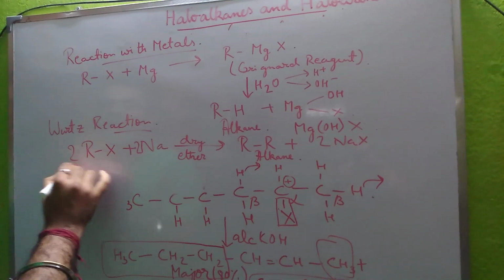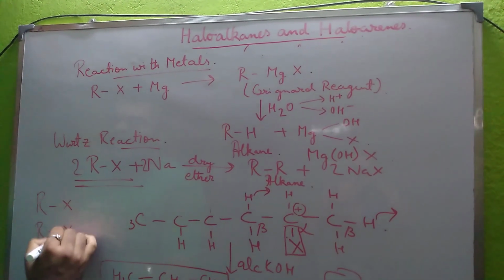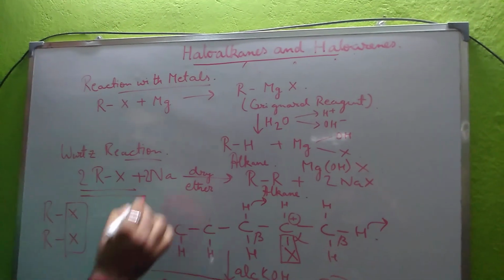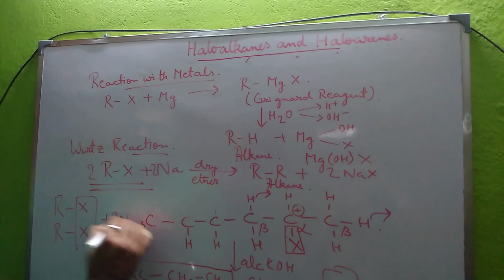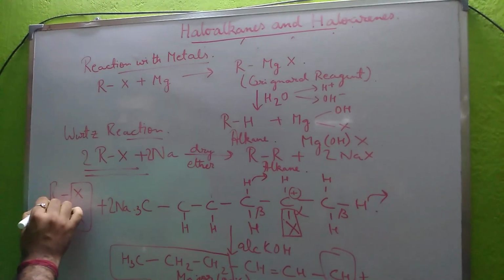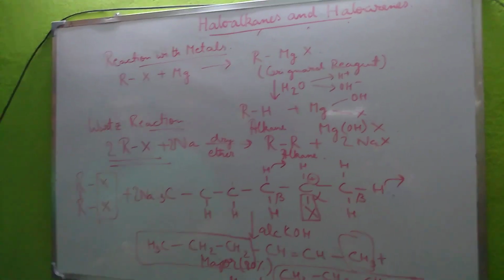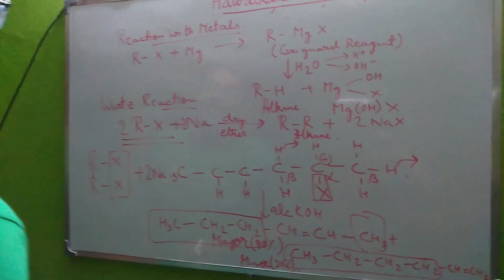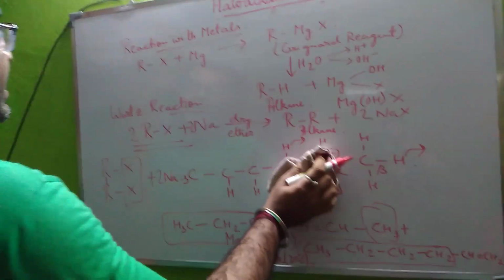So see, two alkyl halide molecules, RX and RX. What happens? This halogen goes out and combines with the two sodium atoms, and the alkyl groups among themselves form a bond and produce an alkane. This is the concept of Wurtz's reaction. So metals always give alkanes from alkyl halides.